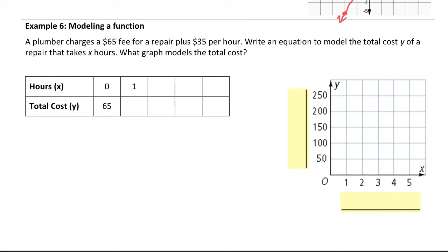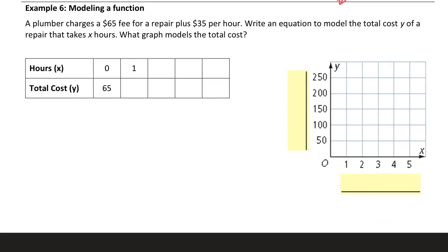And then the final example, modeling a function, means we have to define our variables, which is done for us, and then write an equation. We've already defined the variables x and y. X is hours, so I'm going to label that on my x-axis. Y is total cost, so I'm going to label that on my y-axis.